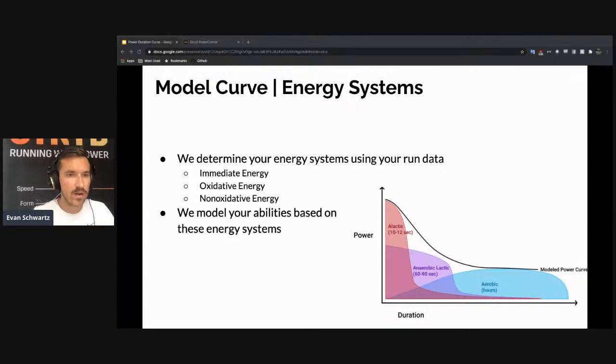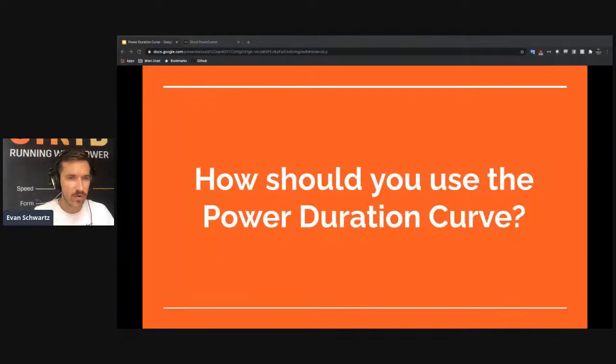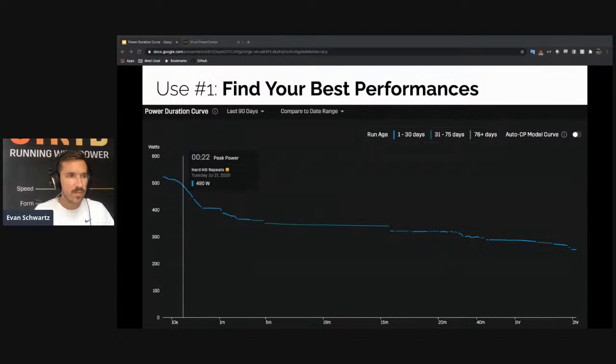So let's talk a little bit more now about how you should actually use the power duration curve. Tip number one is find your best performances. So in this example here, we have my power duration curve.